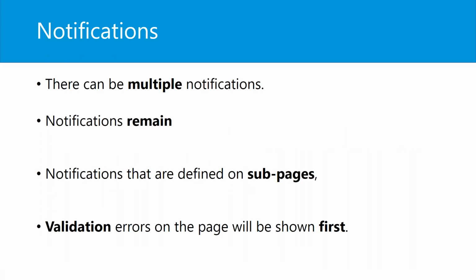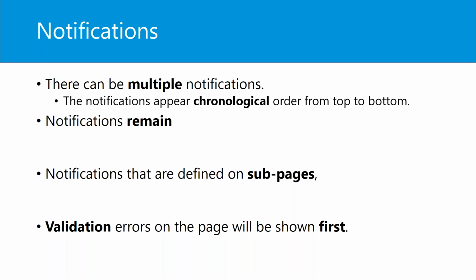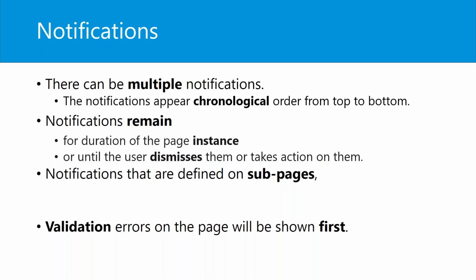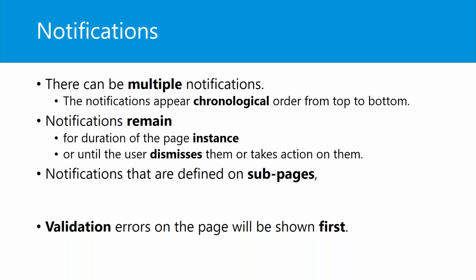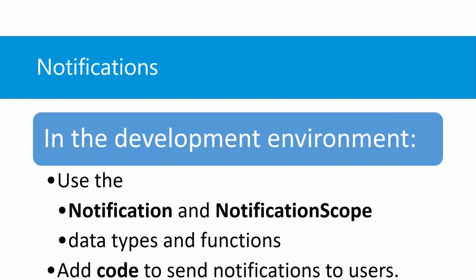A notification will remain. If we have multiple notifications, they will appear in chronological order from top to bottom. They will remain for the duration of the page instance or until the user has dismissed the notification. If you have a subpage like a document page and you raise one on a subpage, then it will be displayed in the same notification bar of the main page. Any validation errors on the page will also be shown first in the same area.